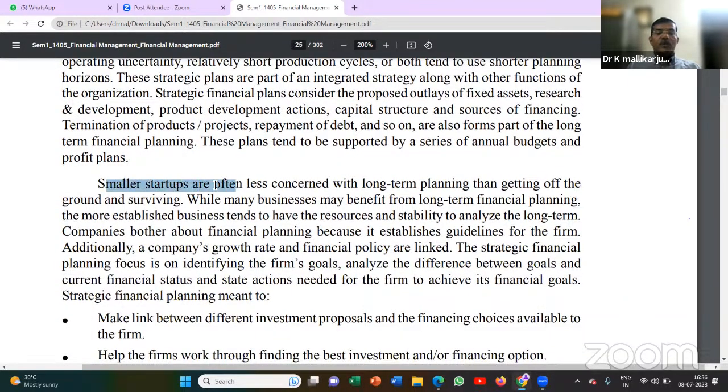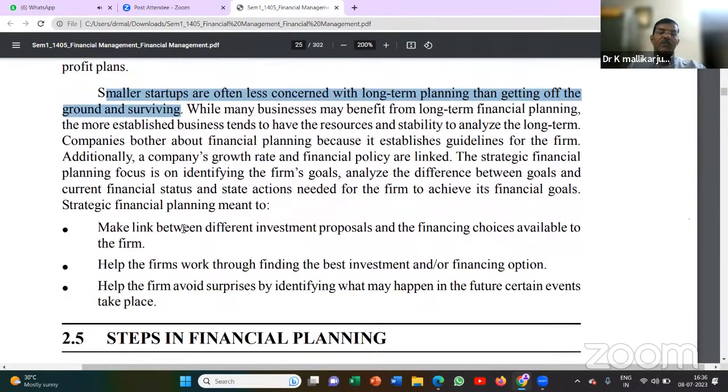Smaller firms are often less concerned with long-term planning, focusing on surviving. The company has to survive. See Google, how it survives when conflicts are entered, new technology has entered, and political challenges are there. Still the company is surviving.